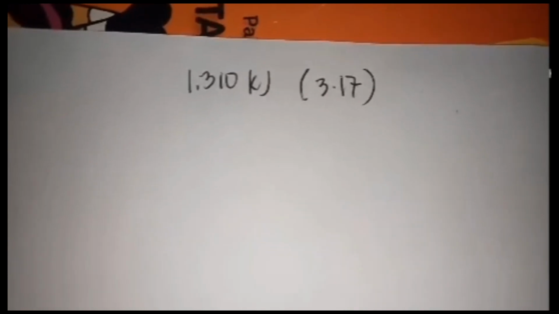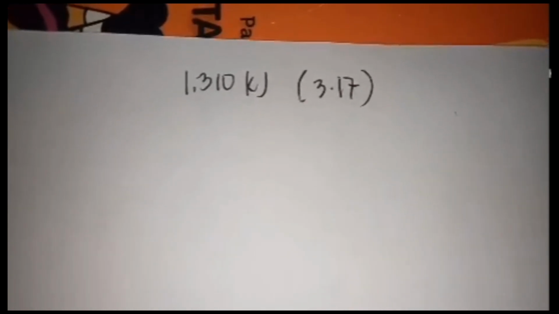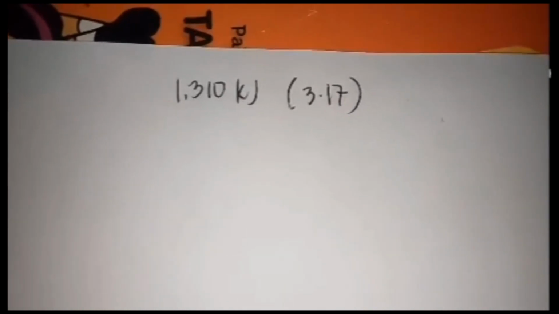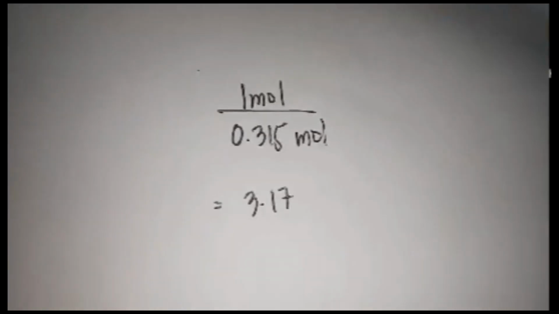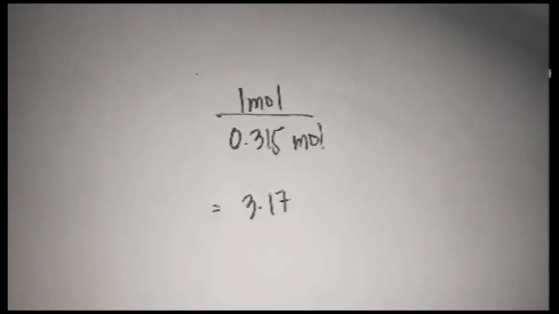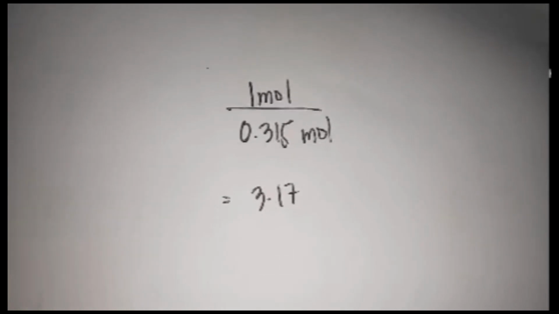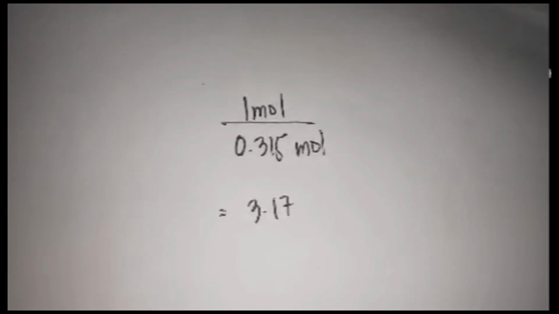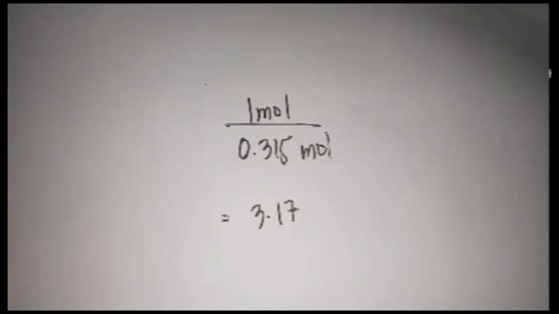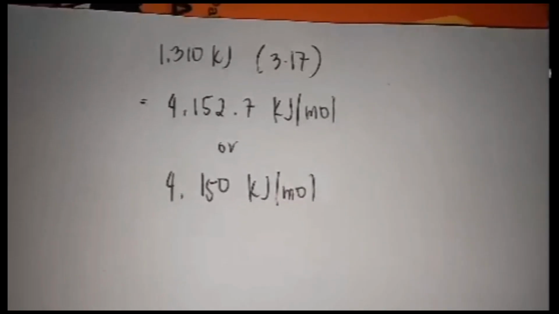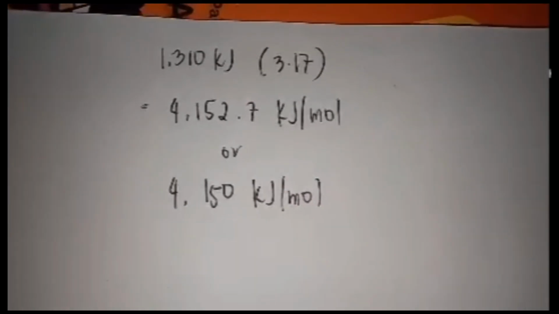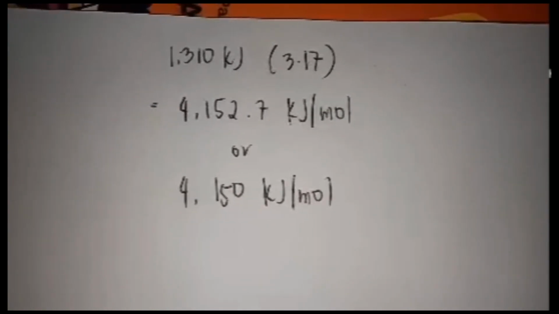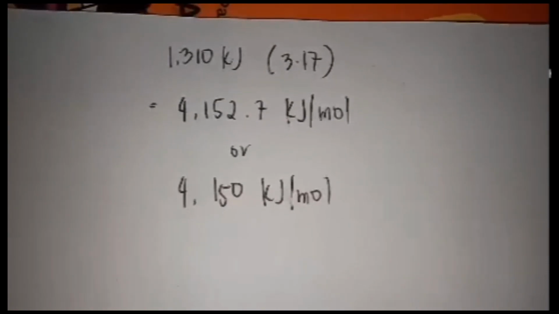To get that, we will need to multiply the 1,310 kilojoules by 3.17. We got the 3.17 by dividing 1 mole over 0.315 mole, which is the given mole of hexane. Finally, we'll get the final answer, 4,152.7, or 4,150 kilojoules per mole.